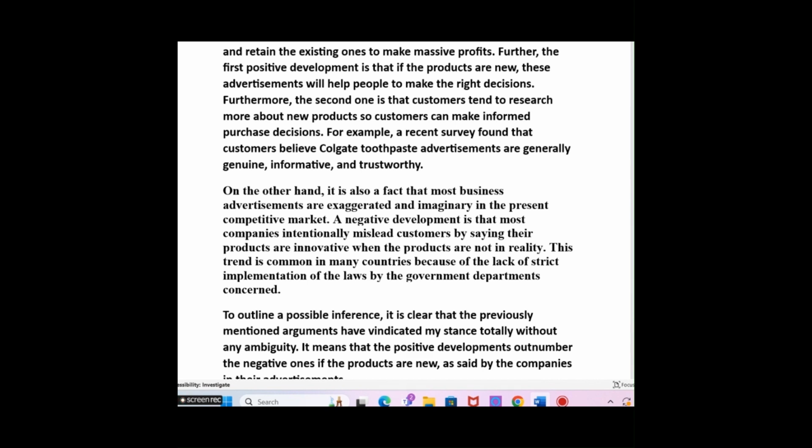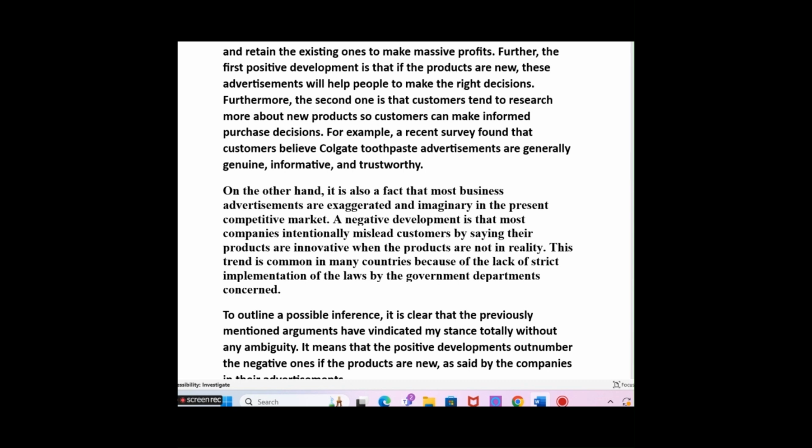Now listen to me. On the other hand, it is also a fact that this is a fixed template. Most business advertisements are exaggerated and imaginary in the present competitive market. You can infer this, you can generate this idea by studying the question again and again and with your background knowledge. Exaggerated means overstated. Okay?